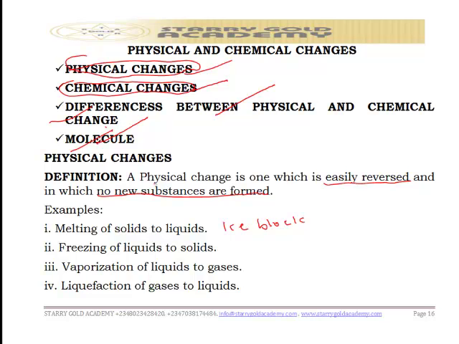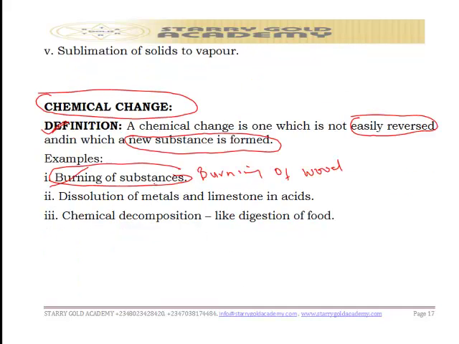We have the evaporation of liquid to gases. We have the liquefaction of gases to liquid. Now we have sublimation of solid to vapor, which I explained in our previous classes.